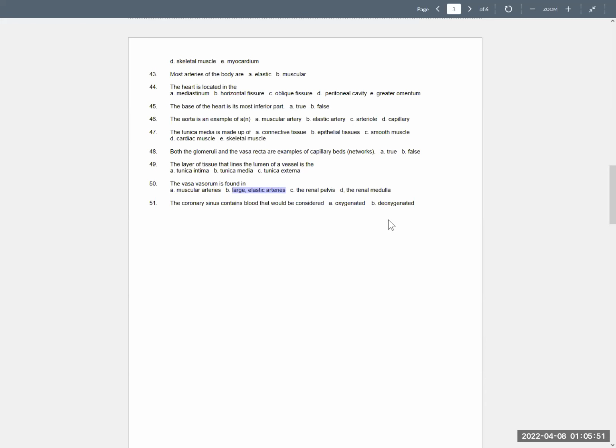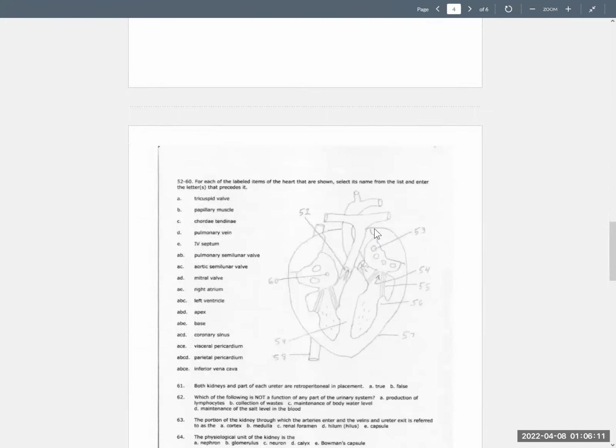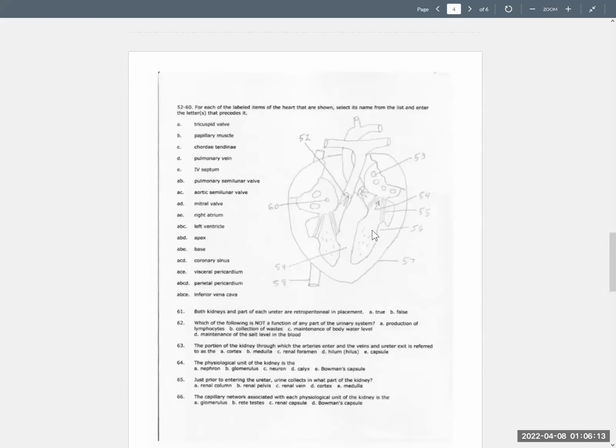The coronary sinus contains blood that would be considered what? Well, we talked about it just a moment ago, so it's deoxygenated. It's coming back into the heart after having passed through the coronary arteries along the surface of the heart, and then back in a deoxygenated state through the coronary sinus. Okay.